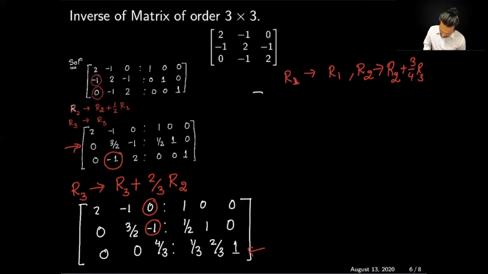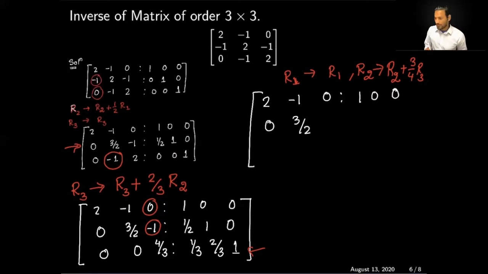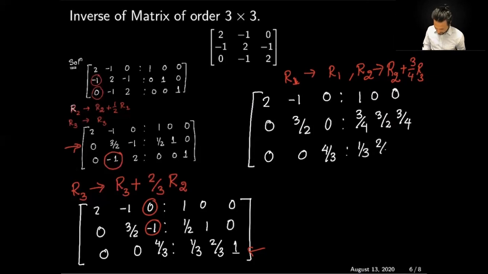So let's apply this operation carefully. This is 2 -1 0 1 0 0. This will be 0. This will be 3/2, and this entry will become 0. This entry will become 3 divided by 4. This one becomes 3/2, and this entry will become 3/4, and no operation on this. 1/3, and this is 2/3, and this is 1.